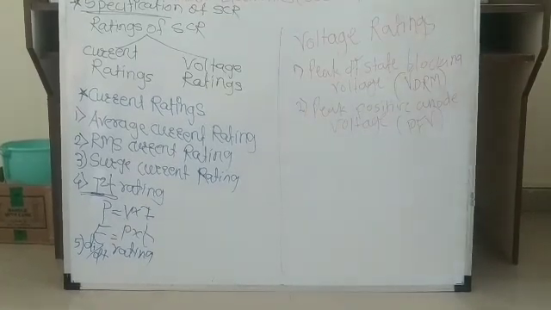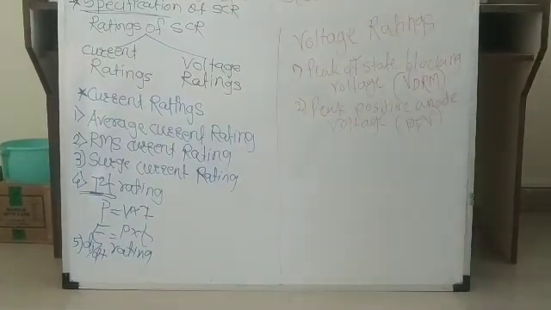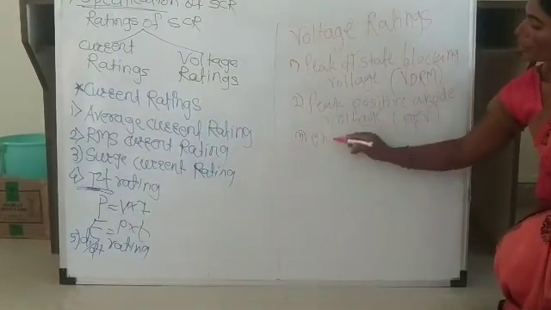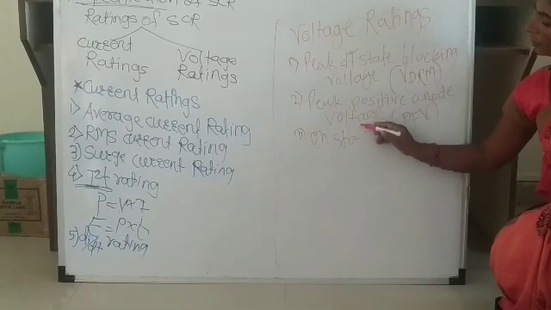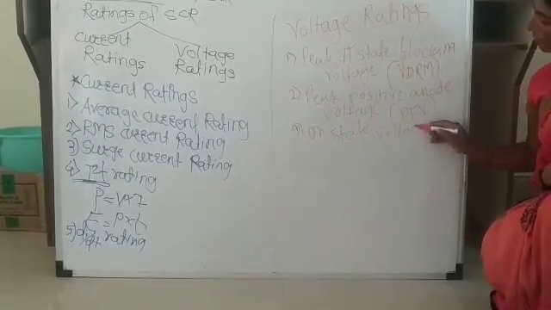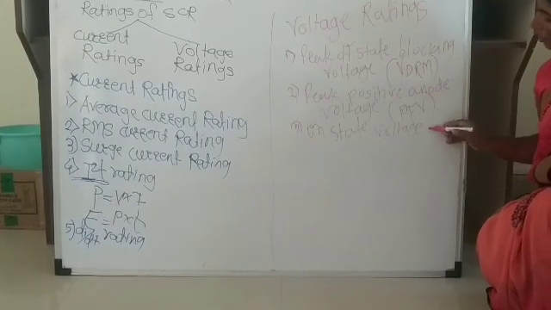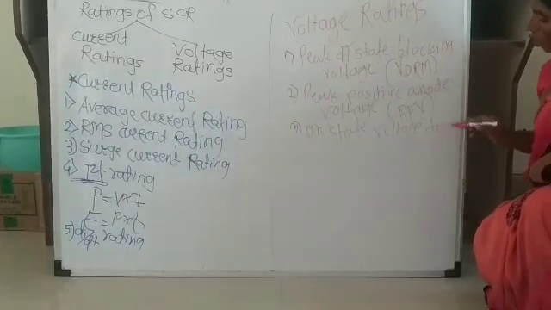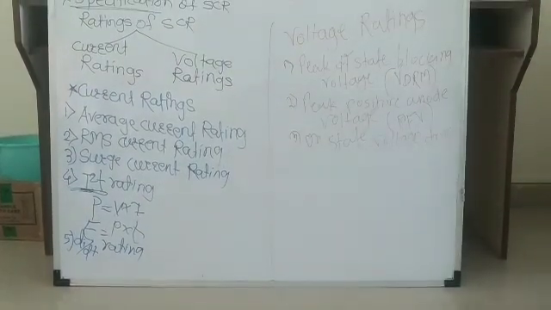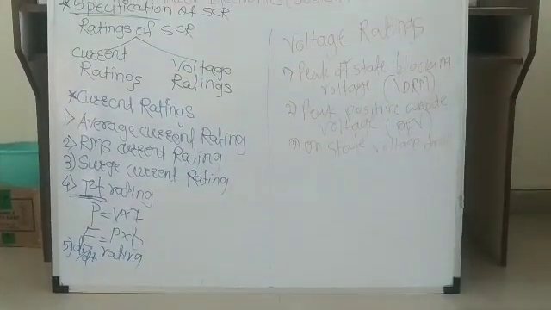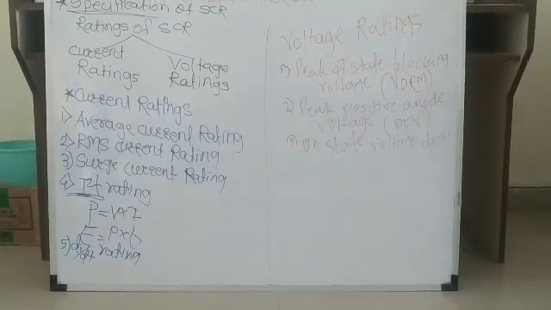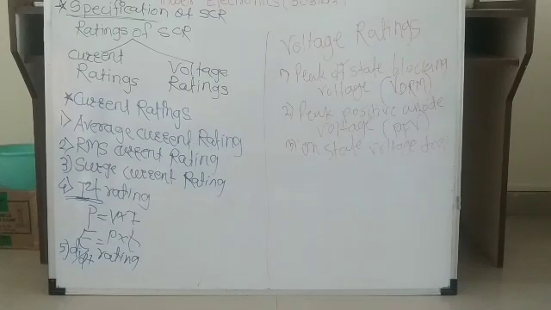Now, third is on-state voltage drop. On-state voltage drop: what happens here? It is the voltage drop across the SCR when it is in on-state, as its name itself indicates.